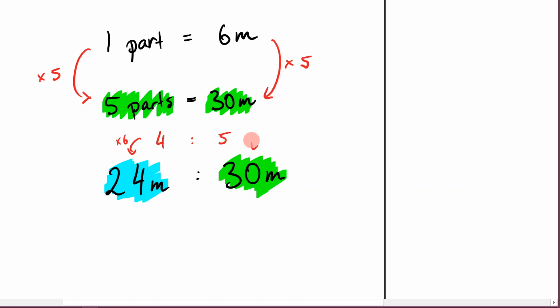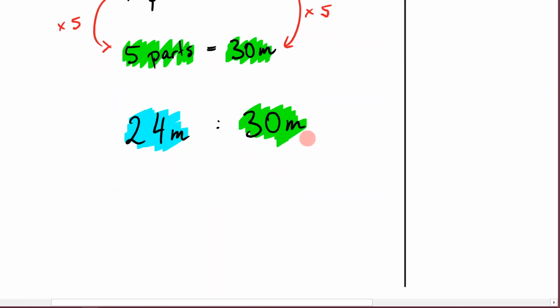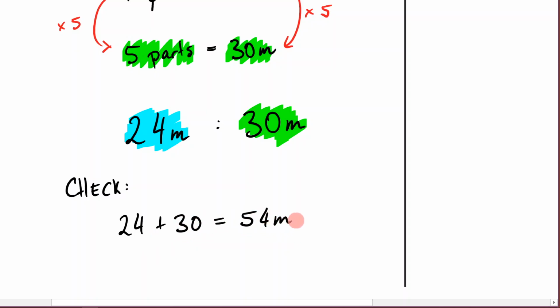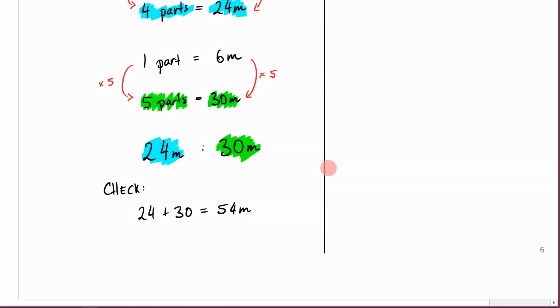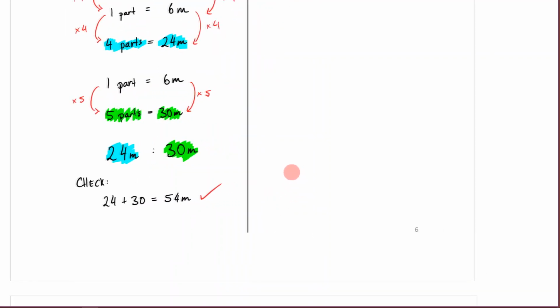And sure enough, it is, because I'm just timesing both sides by 6. So it is equivalent. The other verification check that we can do, so let me write this one down, is we can check by adding together our ratio. So 24 and 30 should be equal to 54 meters, because remember, that's the total that we started with, and sure enough, that's true. So that means we can give that a big tick. It worked. So our check works. And that is the unitary method.